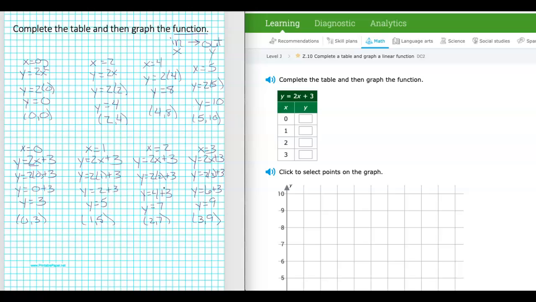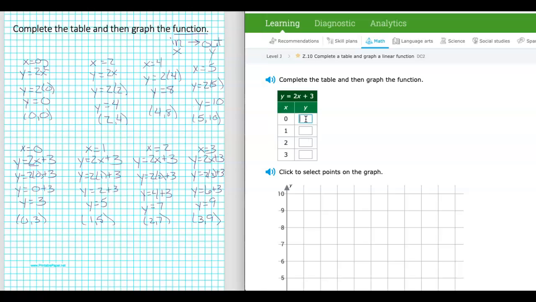And we can work our way through. I input 2. Well, 2 times 2 is 4. 4 plus 3 is 7. Therefore, input of 2, output of 7. I have y equals 2x plus 3. With a 3 as my input, I have 2 times 3. Well, 2 times 3 is 6. 6 plus 3 is 9. So my input of 3 results in an output of 9.